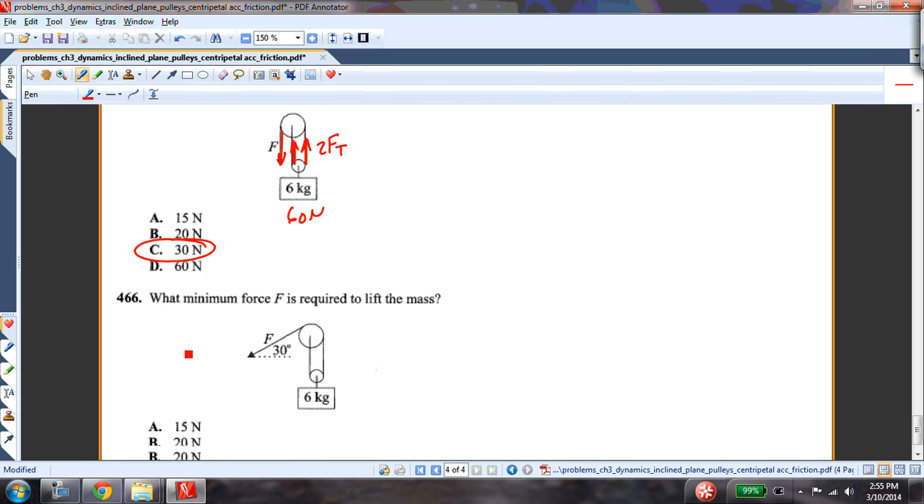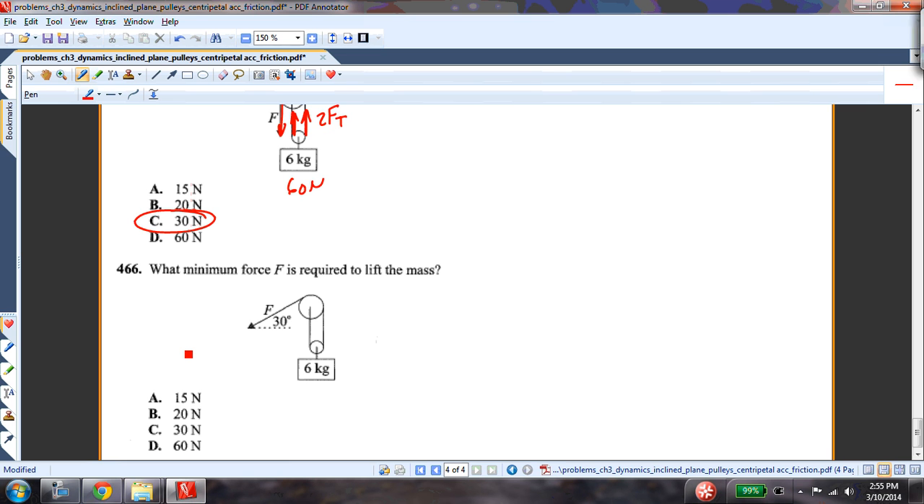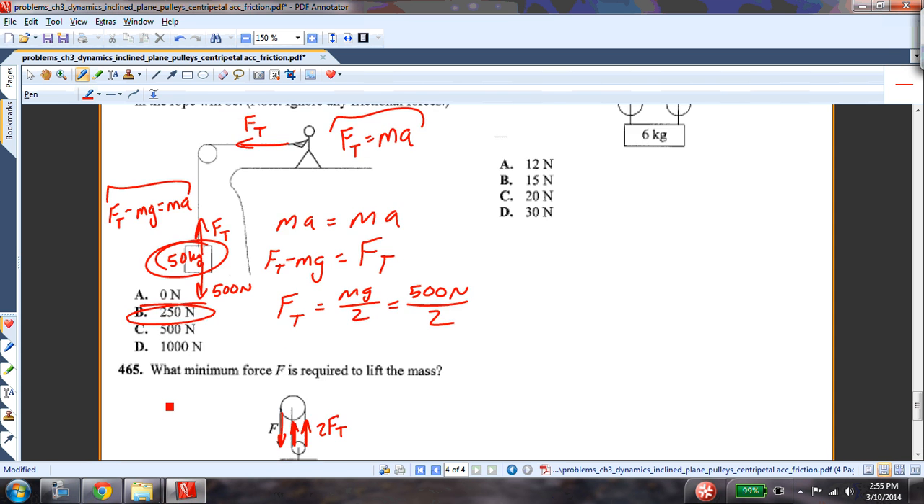What is the minimum force required to lift this mass? Okay, well the answer here is going to be the same. It doesn't matter if you apply it at an angle. If you get 30 newtons here and 30 newtons here, you're going to lift that 60 Newton block. So 466 is 30 newtons.